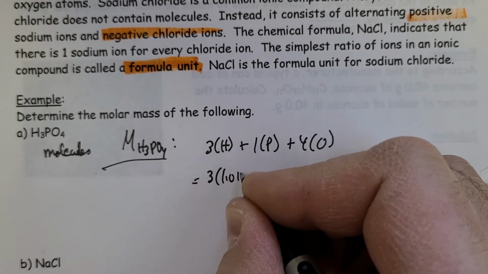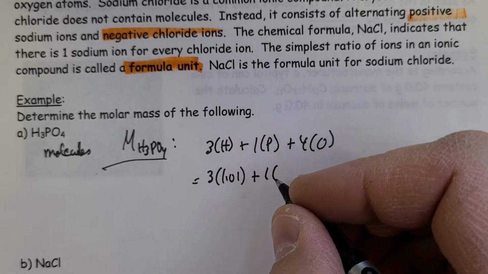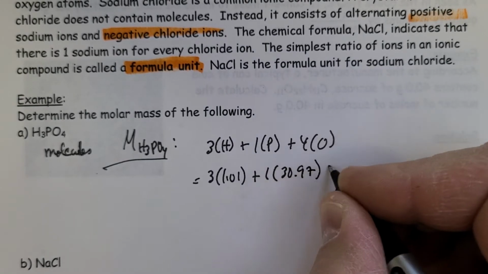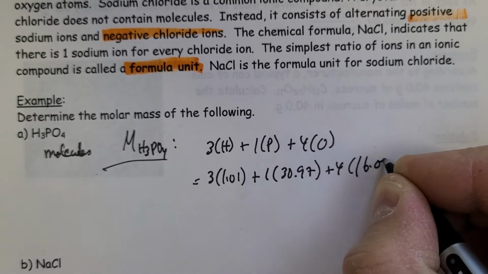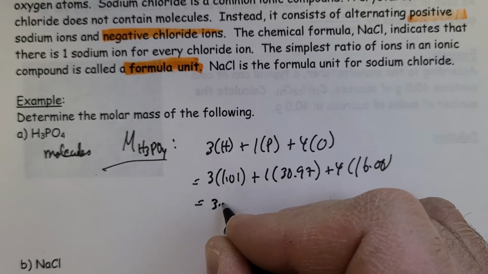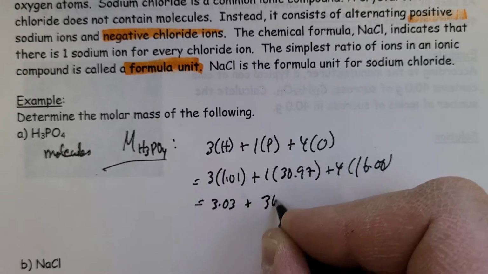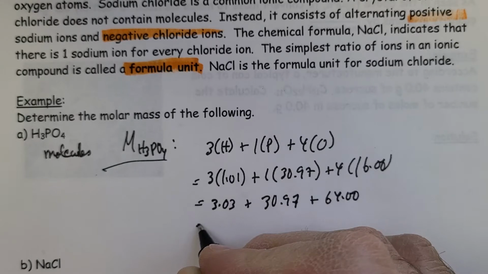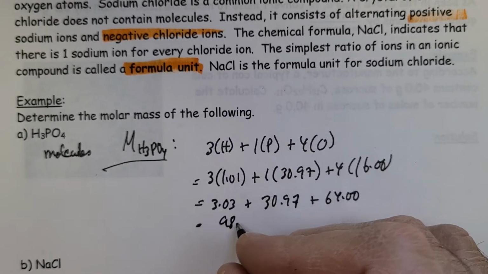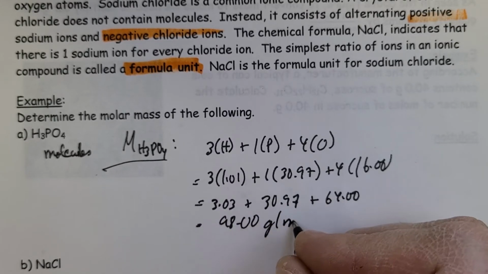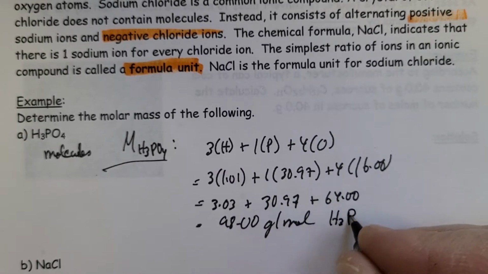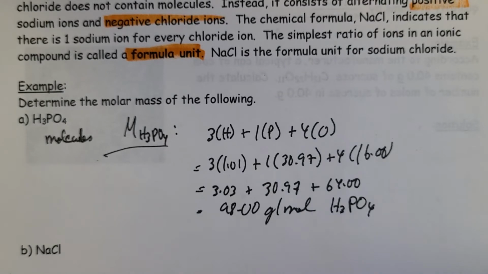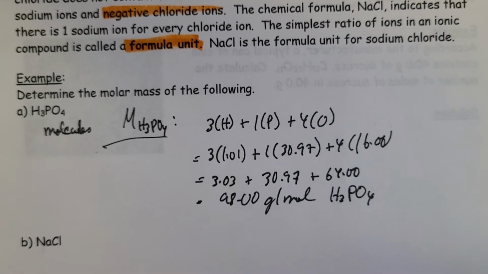Hydrogen is 1.01, phosphorus is 30.97, and oxygen is 16. So 3.03, 30.97, and 64. That gives me a grand total of 98.0 grams per mole of H3PO4. So if I had a mole of H3PO4 molecules, it would read 98 grams on a balance.